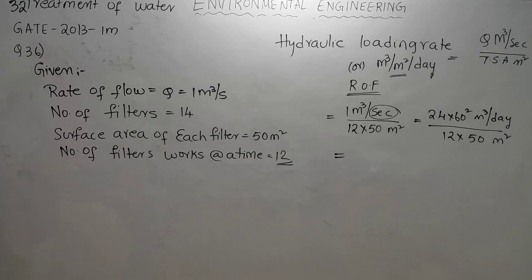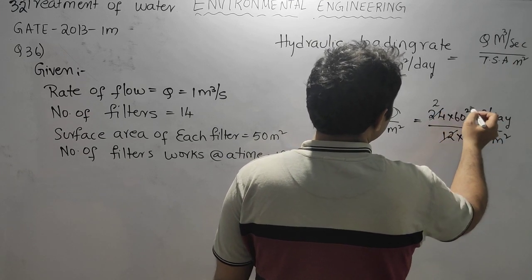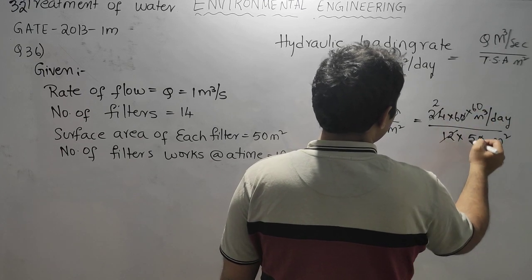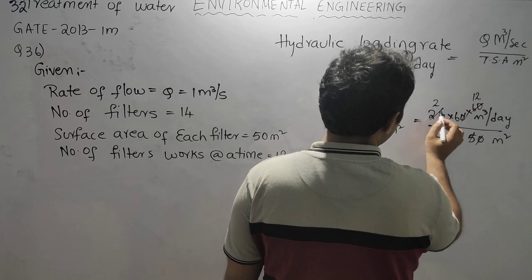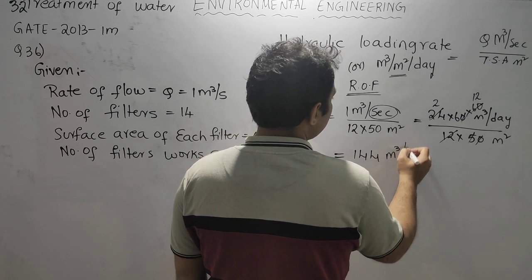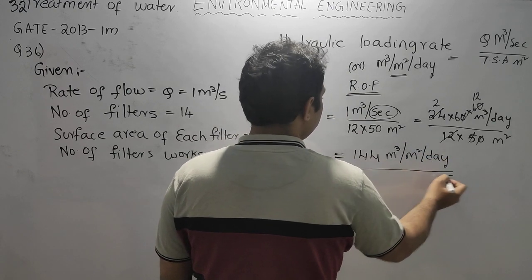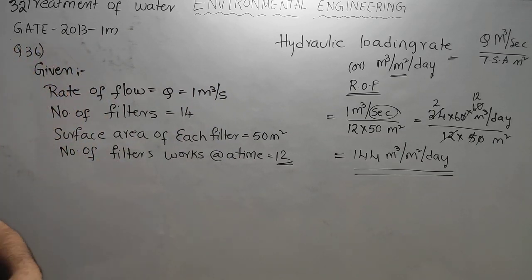Yeah, 144 meter cube per day per meter square. 144. 2 is 24, 60 into 60, 5 12 5 is 60, 12 2s are 24, 6 2s are 12, 12 into 12, 144 meter cube. So this is the rate of filtration for this filter. Okay, let us go to the next question.